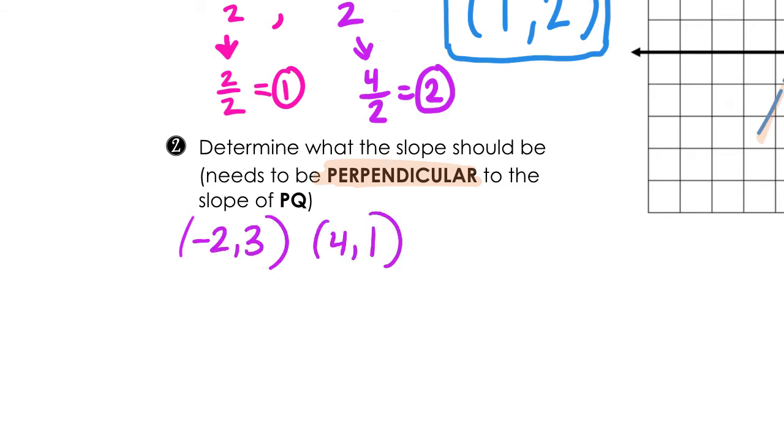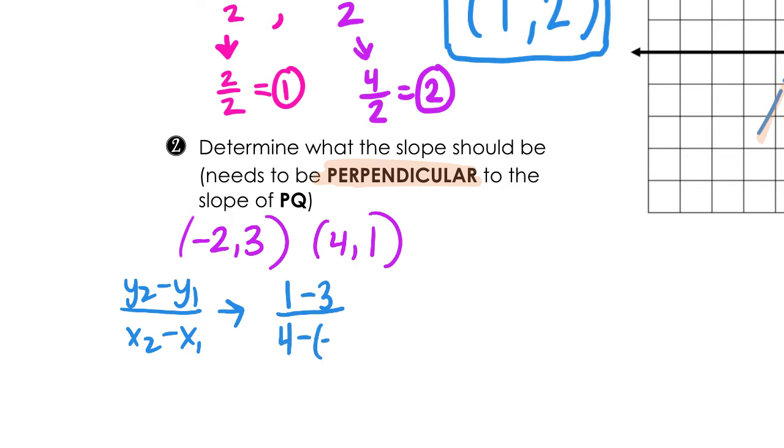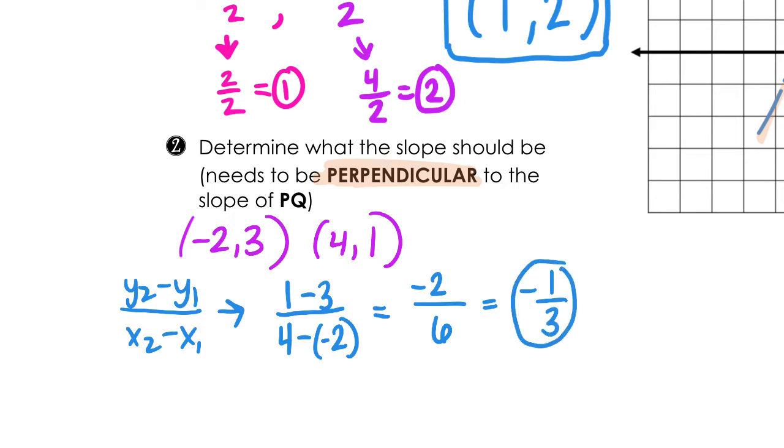You could definitely just use those coordinates, and then you could just do your y2 minus y1 over x2 minus x1. I'm going to do it this way really quickly. So it would be 1 minus 3 over 4 minus -2, which turns into -2 on the top. On the bottom, we're going to end up with a +6 because of that double negative there. That's going to become addition, which is -1 over 3 once we reduce it. So that's the slope of PQ.